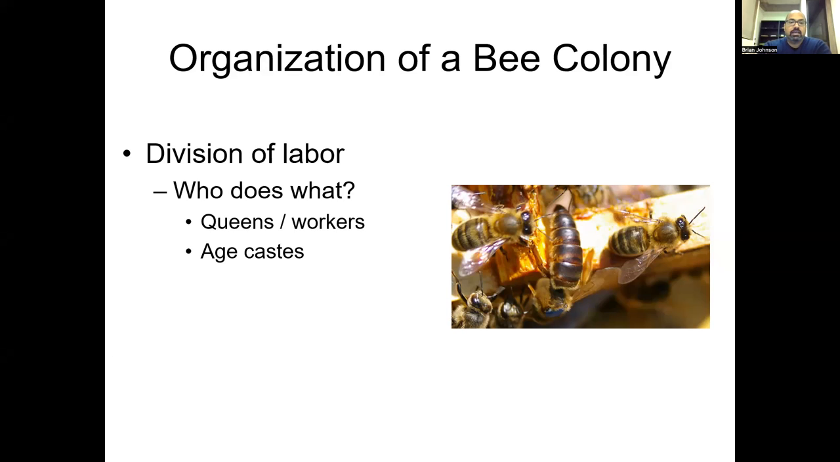They divide labor by age. They have what are called age castes, or it's sometimes called temporal polyethism. It also has a lot of names, but it's basically the division of labor within the workers.